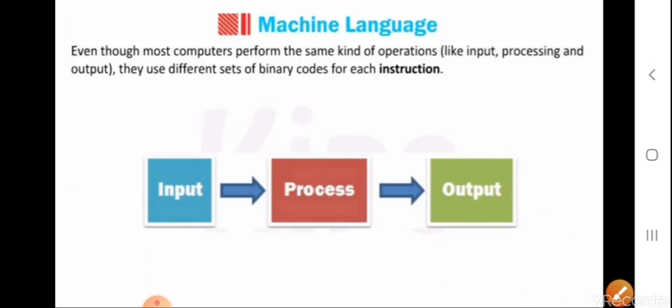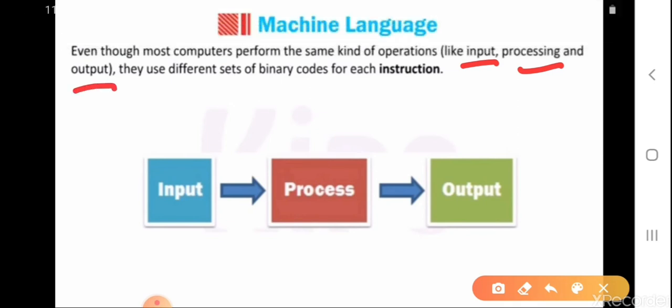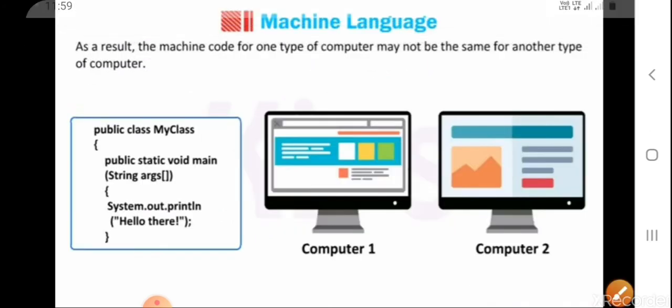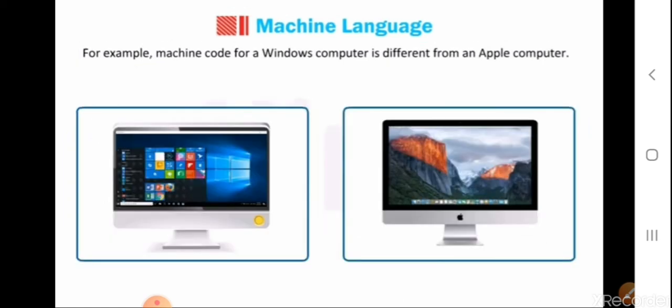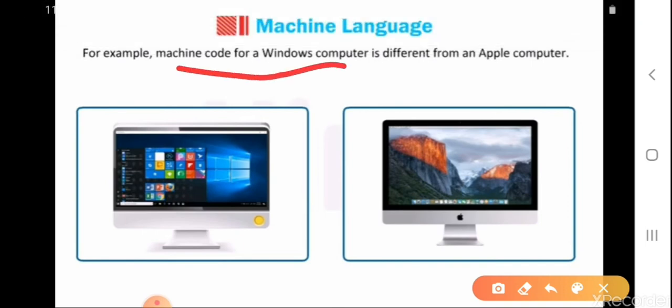Even though most computers perform the same kind of operations, like input, processing, and output, they use different sets of binary codes for each instruction. As a result, the machine code for one type of computer may not be the same for another type of computer. For example, a machine code for a Windows computer is different from an Apple computer.